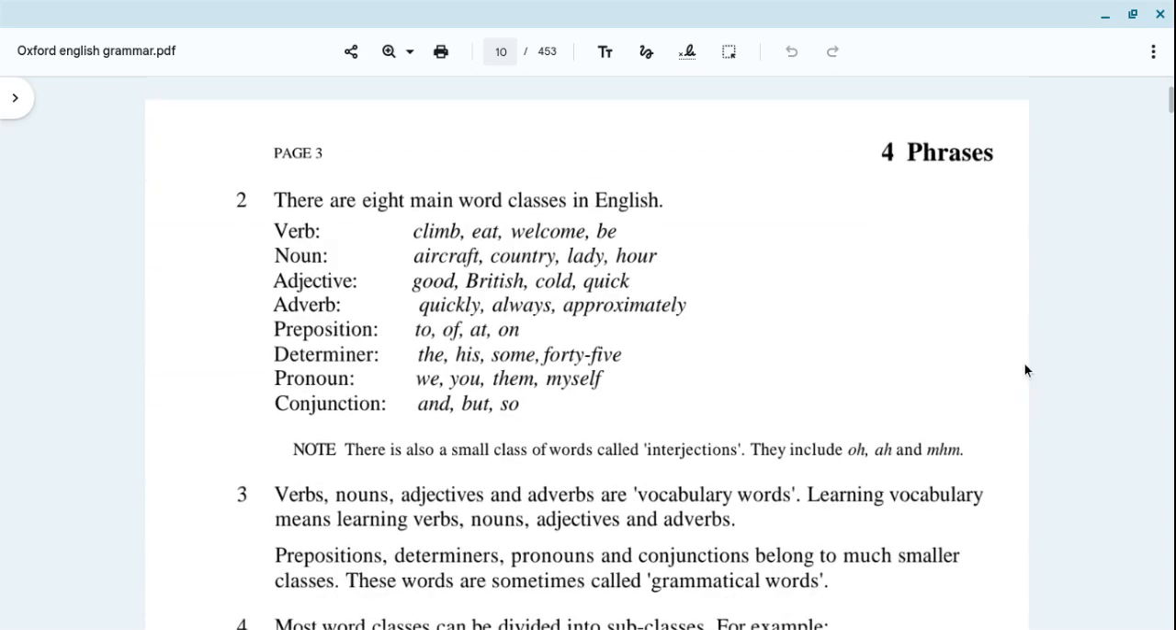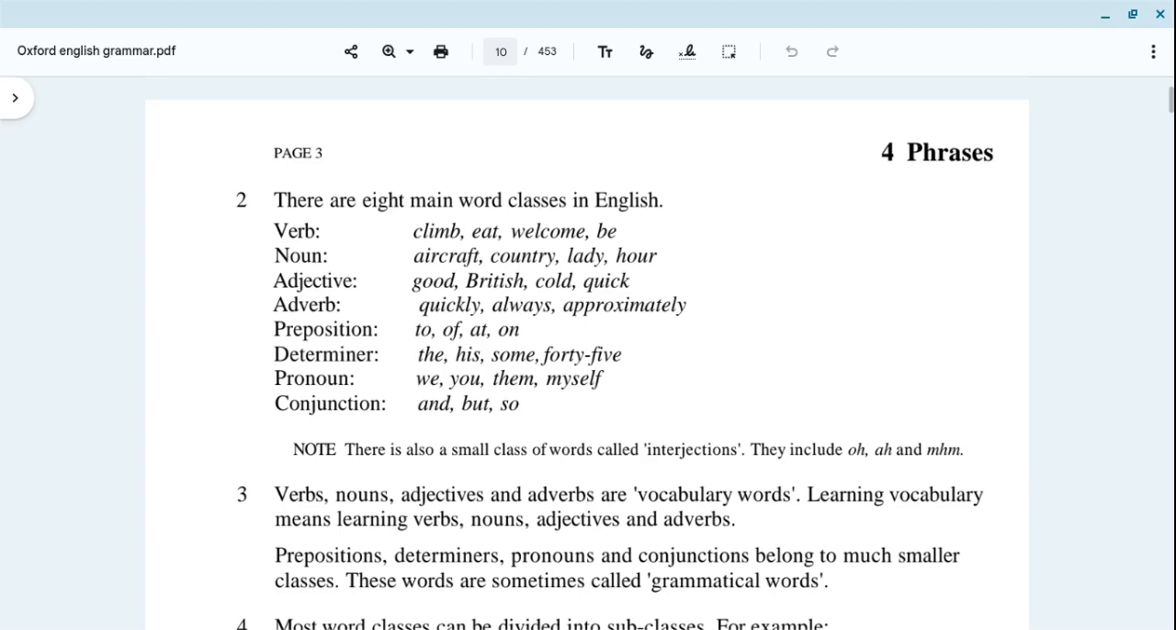There are 8 main word classes in English. Verb, noun, adjective, adverb, preposition, determiner, pronoun, conjunction. As an example of verbs, we have climb, eat, welcome, be. Noun: aircraft, country, lady, hour. Adjective: good, British, cold, quick. Adverb: quickly, always, approximately.